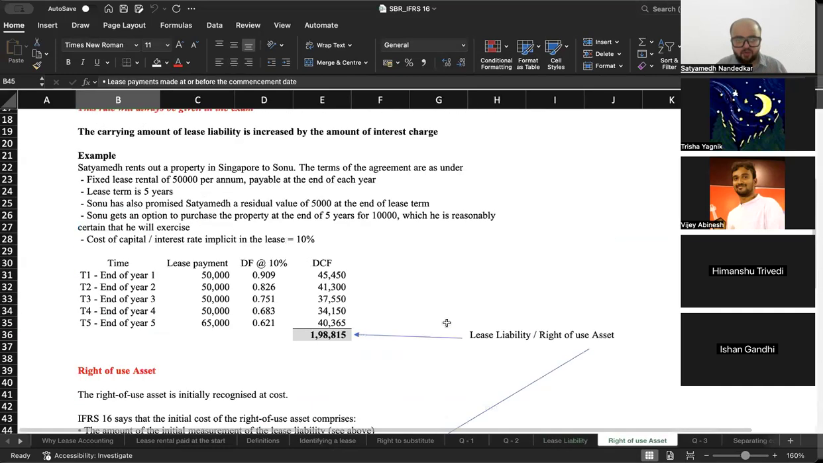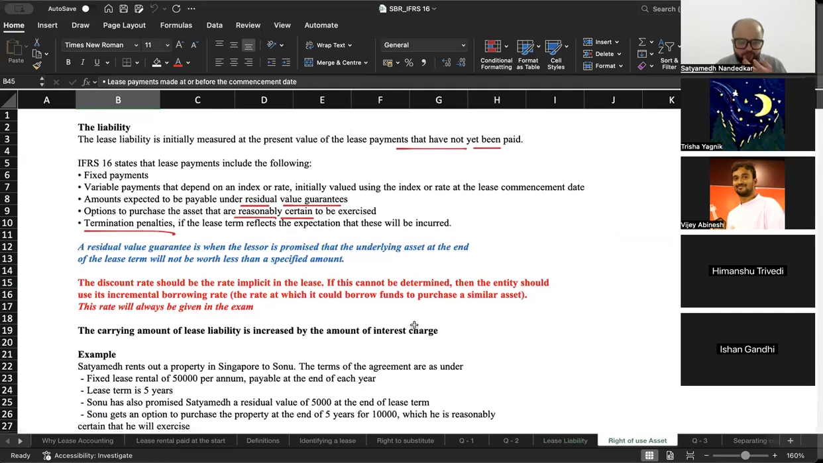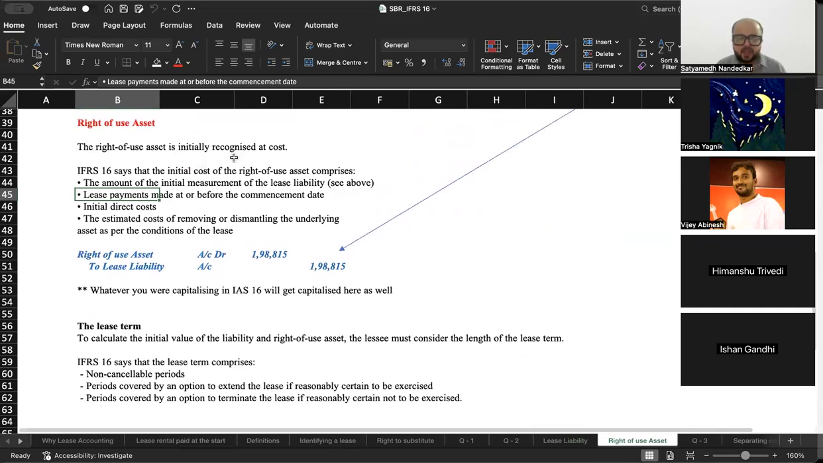How do you calculate the value of a right of use asset? The right of use asset is primarily recognized at cost. IFRS 16 says that the initial cost of the right of use asset comprises the amount of initial measurement of lease liability that we did in the lease liability calculation, lease payments made at or before the commencement of the lease. Okay, so if there was any payment made at T0, for example, we have a situation where the lease rentals start at the beginning of the year, then in that case, lease liability will only be the cash outflows at the end of the next 3 or 4 years. But the amount paid at T0, which you are paying at the inception of the lease, will not be included in lease liability.